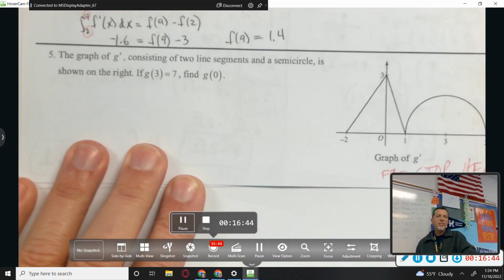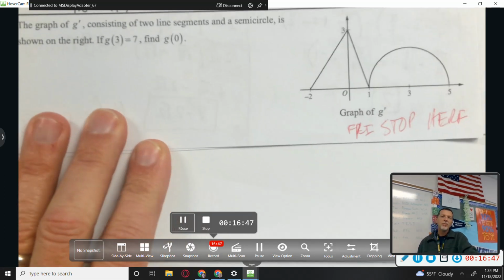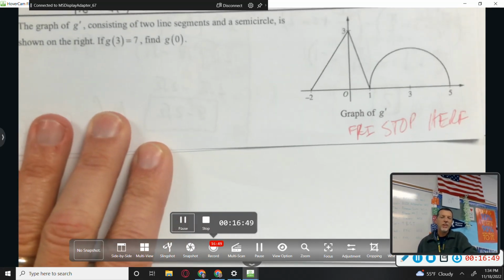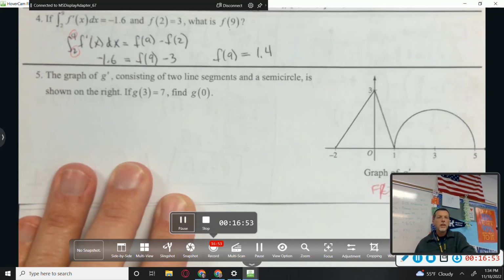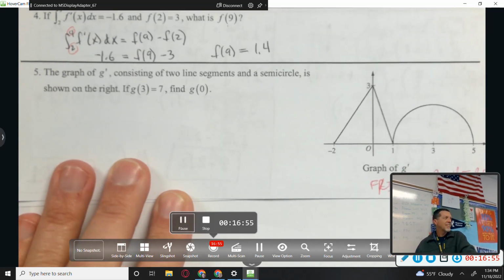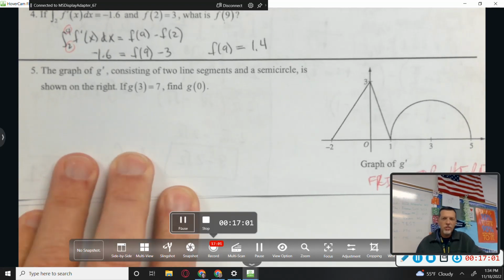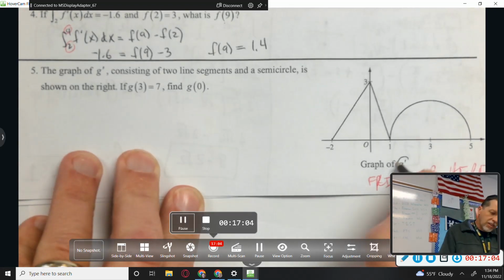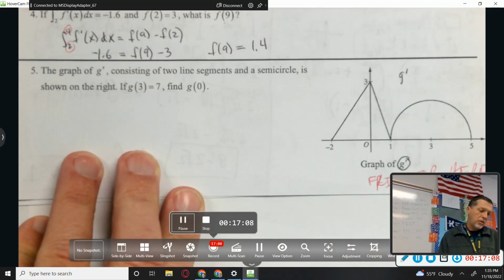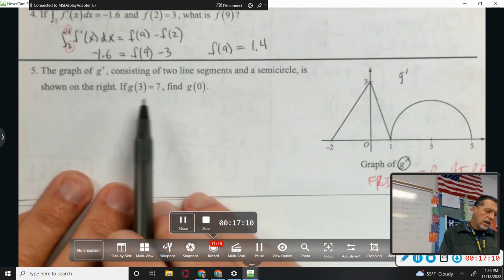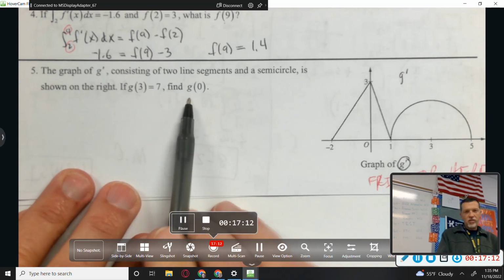Number 5 and final. A graph of G prime consisting of 2 line segments and a semicircle is shown on the right. This is G prime. It's not the graph of G, it's the graph of G prime. If G of 3 equals 7, find G of 0.